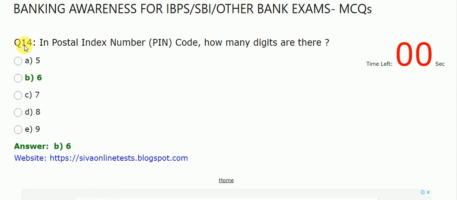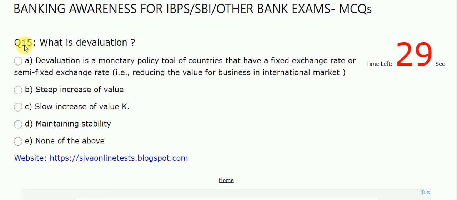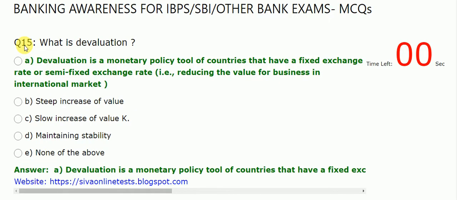Question 15. What is devaluation? Options. A. Devaluation is a monetary policy tool of countries that have a fixed exchange rate or semi-fixed exchange rate, i.e., reducing the value for business in the international market. B. Steep increase of value. C. Slow increase of value. D. Maintaining stability. E. None of the above. Answer. A. Devaluation is a monetary policy tool of countries that have a fixed exchange rate or semi-fixed exchange rate, i.e., reducing the value for business in the international market.